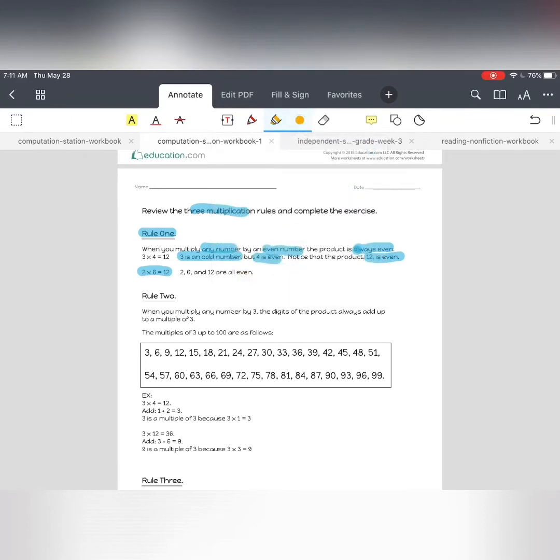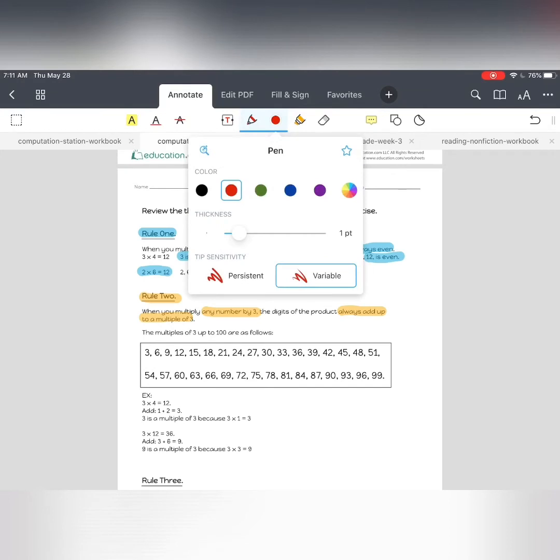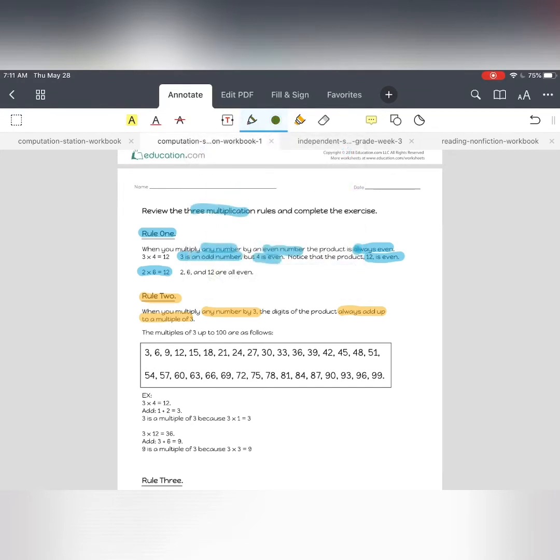Rule number 2. When you multiply any number by 3, the digits of the product always add up to a multiple of 3. We've talked about this one in class before. The multiples of 3 up to 100 are as follows. So these are all the multiples of 3. 3, 6, 9, 12, all the way to 100. So their example here is 3 times 4 is 12. So we times something by 3, which means the digits in our answer, in the product, should add up to one of these numbers.